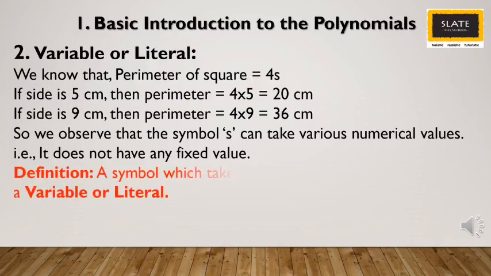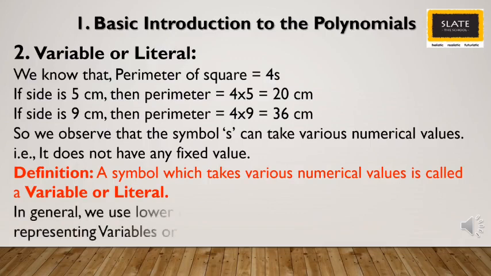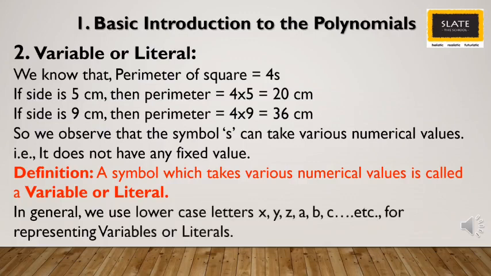Now, how do we define variable? A symbol which takes various numerical values is known as variable or literal. In general, we use lowercase letters x, y, z, a, b, c, etc. for representing variables or literals.